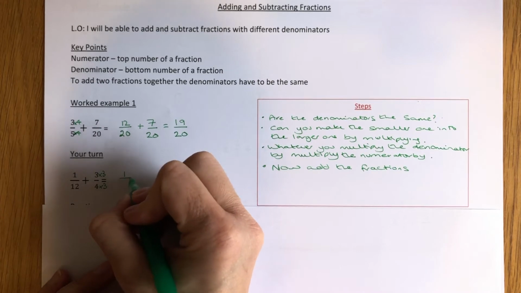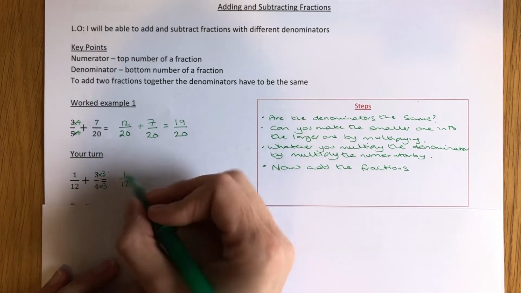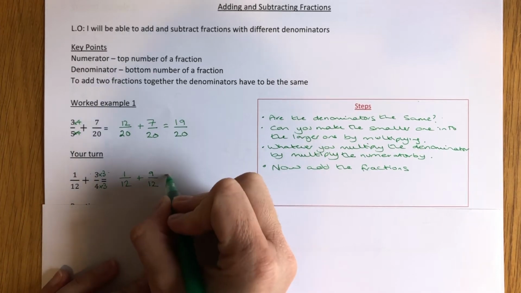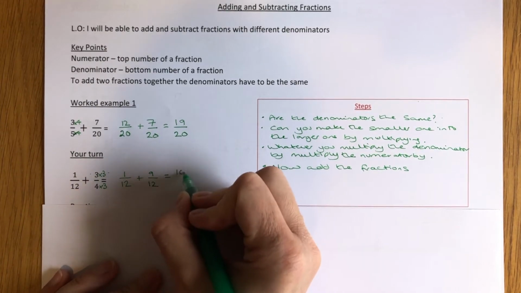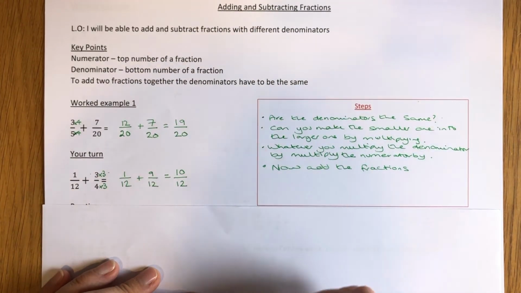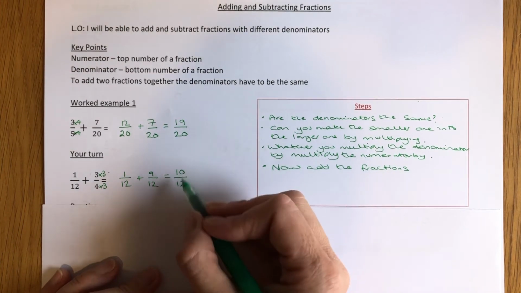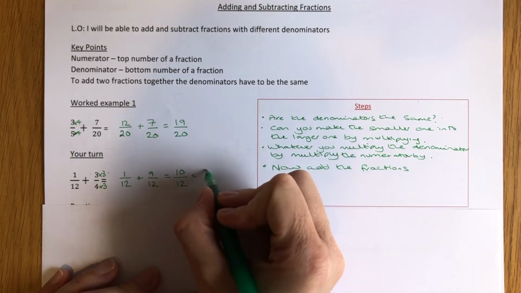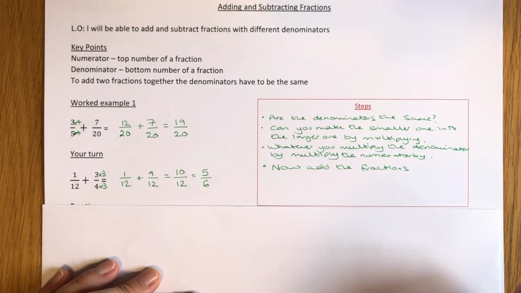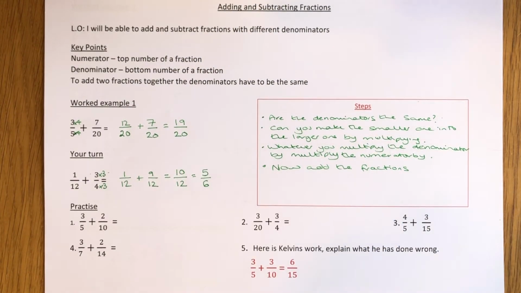So we get 1/12, which is already there. 3 3s are 9, 4 3s are 12. Now the denominators are the same, we can add our fractions together. Now remember, you always simplify a fraction if possible. So we see that 2 goes into both of these, so this can simplify to 5/6. I've got 5 questions for you to do now, so press pause, have a go, and then we'll go through them.